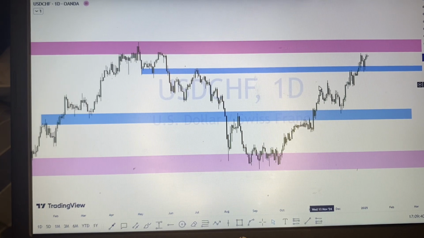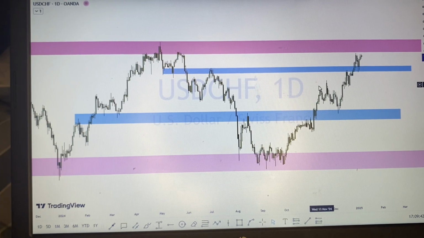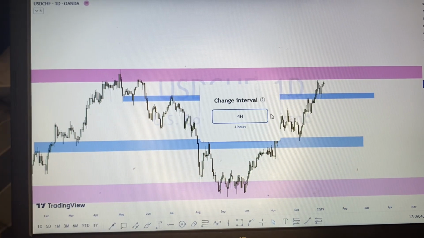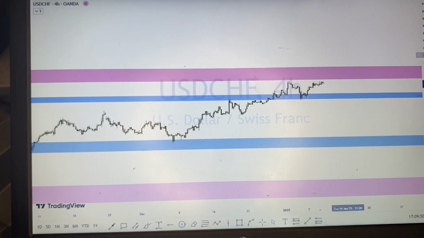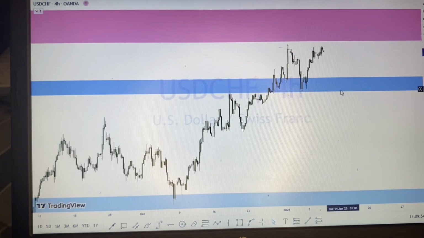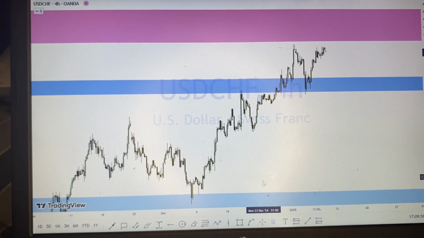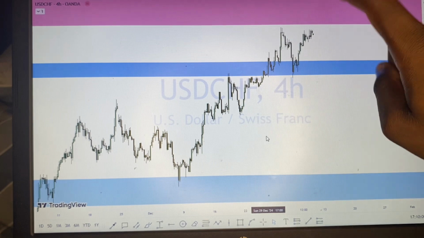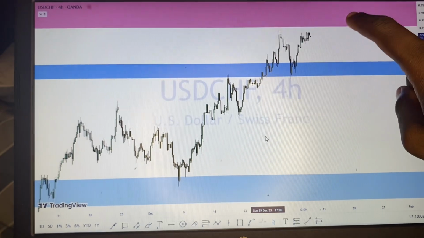So we're going to keep these levels on our chart, and then what you want to do is move to the 4-hour time frame. Now we have our support and resistance price levels. So what are we looking for now? Right now we're going to look for what we call a trend line. So we are approaching the higher time frame resistance level, right?